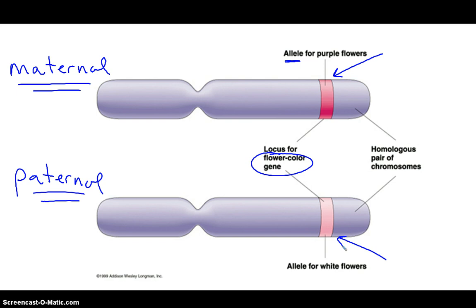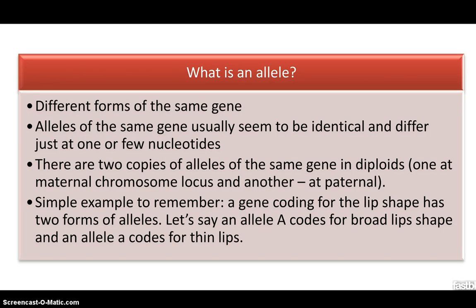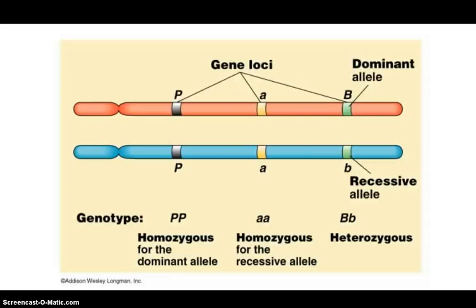So what is an allele? Well, alleles are different forms of the same gene. Alleles of the same gene usually seem to be identical and differ just at one or few nucleotides. There are two copies of alleles of the same gene in diploids, one at the maternal chromosome locus and another at the paternal. So you have one from mom, one from dad in the diploid cells. So remember we talked about haploid versus diploid when we talked about mitosis and meiosis. So a simple example to remember, gene coding for the lip shape has two forms of alleles. Let's say an allele big A codes for broad lip shape and an allele little a codes for thin lips. So alleles are different versions of the same trait.